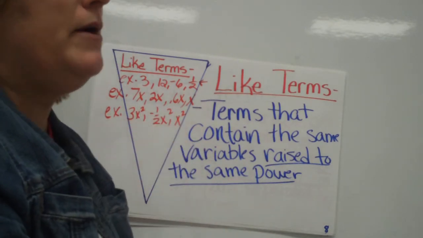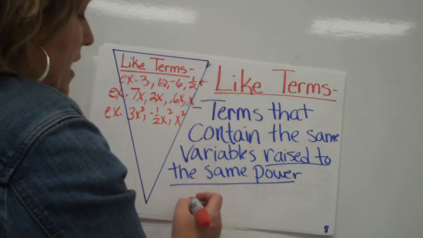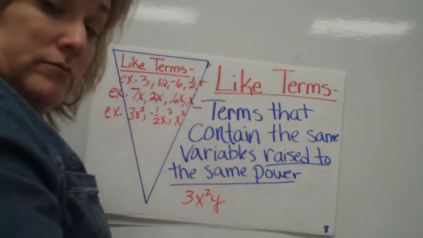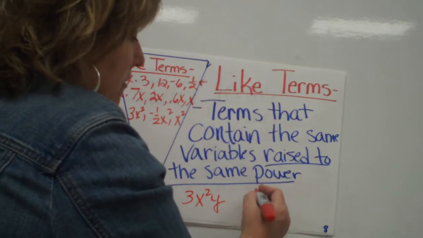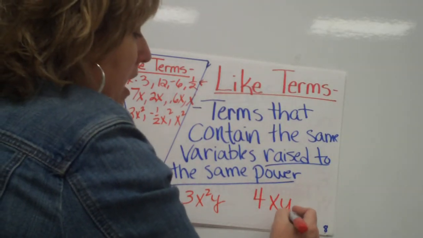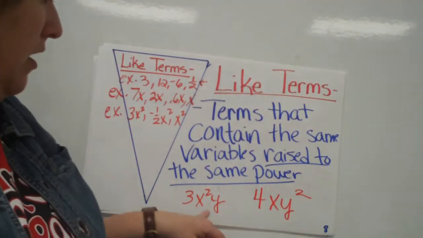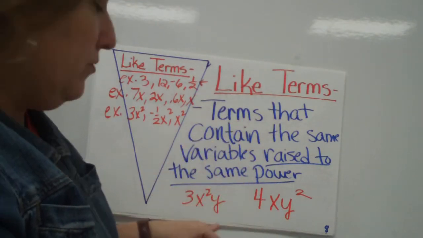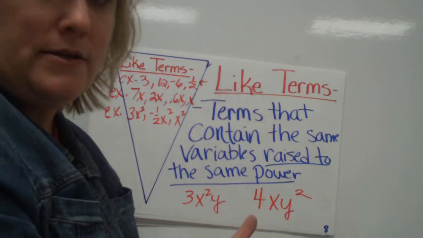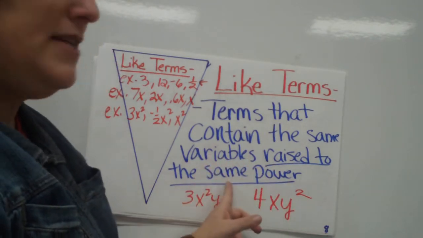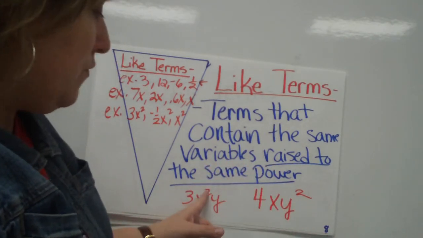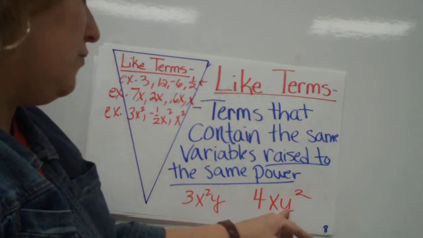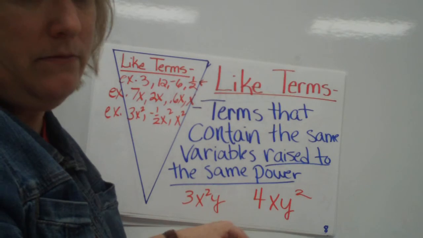You have to be real careful about this because sometimes you'll have something that looks like this: 3x squared y, and then you'll have 4xy squared. First of all, do these terms have the same variables? X and y, yes. But are they raised to the same power? The x is raised to the second power here, and the y is raised to the second power. So these would not be like terms.